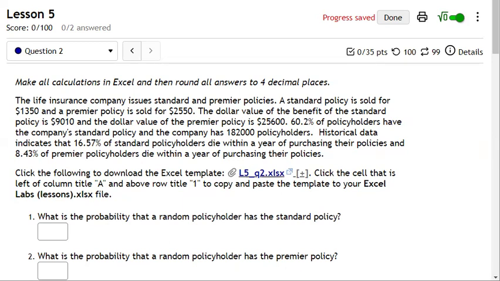Historical data indicates that 16.57% of standard policyholders die within a year of purchasing their policies, and 8.43% of premier policyholders die within a year of purchasing their policies.